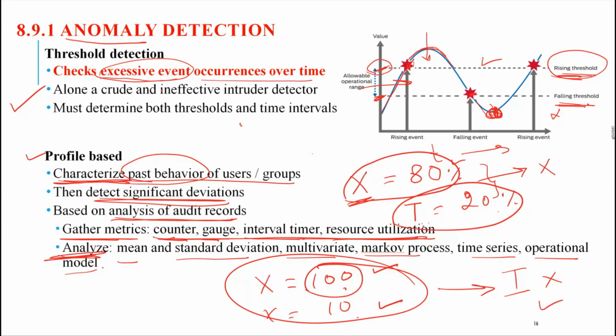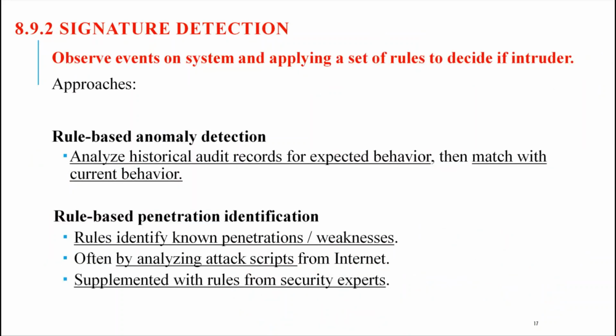Now moving on to the next one, which is signature based detection. So what is signature based detection? This is the second approach for how IDS software works. Here we observe the events on the system and apply a set of rules to decide if it is an intruder or not.